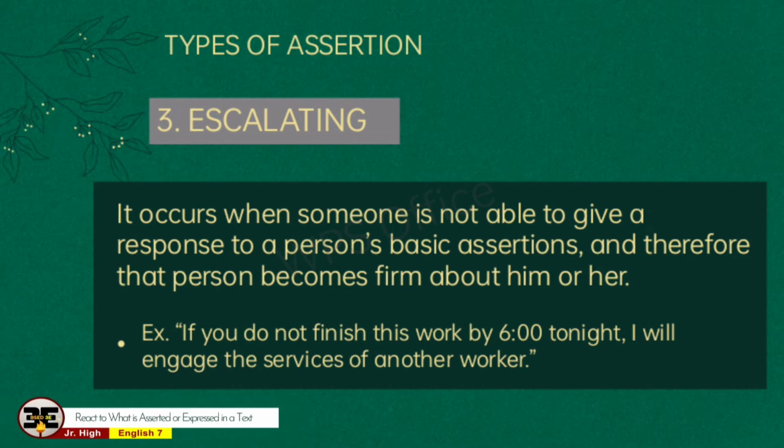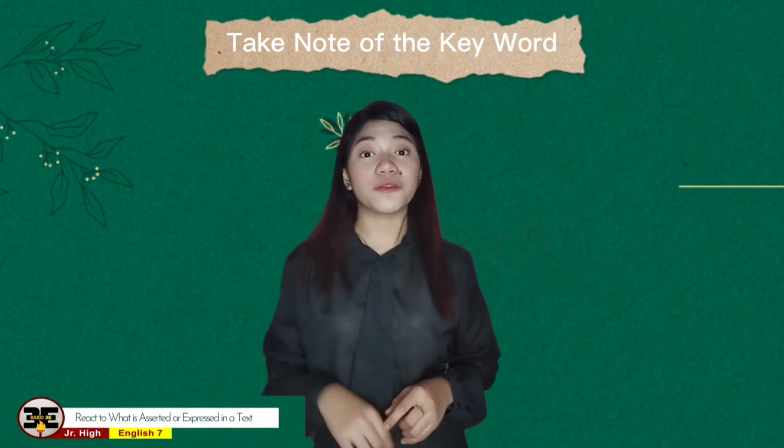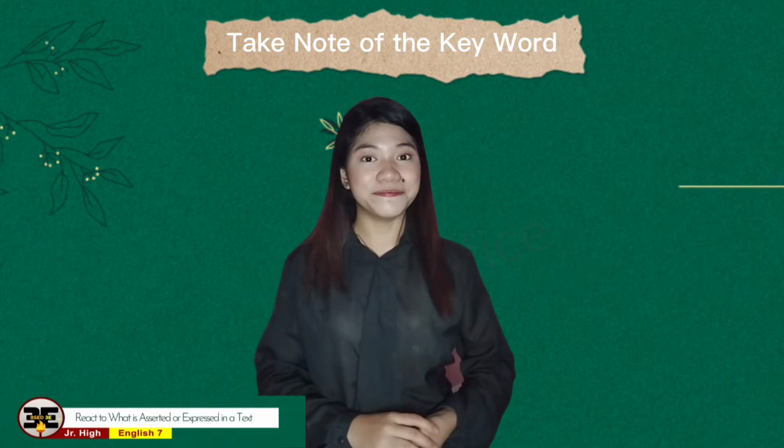The next one is called escalating. It occurs when someone is not able to give a response to a person's basic assertions, and therefore, that person becomes firm about him or her. For example, if you do not finish this work by 6 o'clock tonight, I will engage the services of another worker. Keep in mind that an escalating assertion is about being firm in your belief.